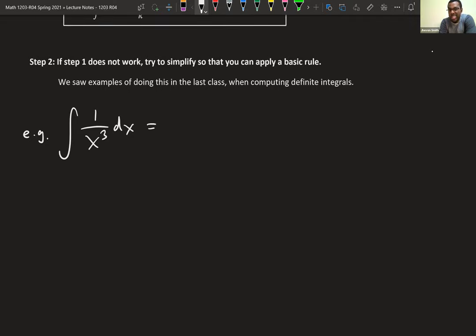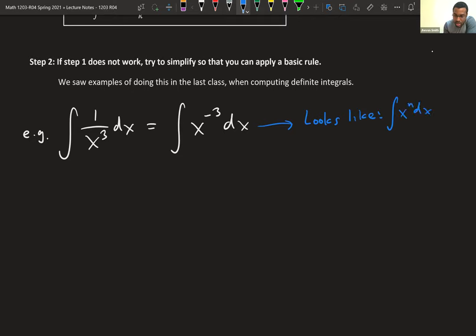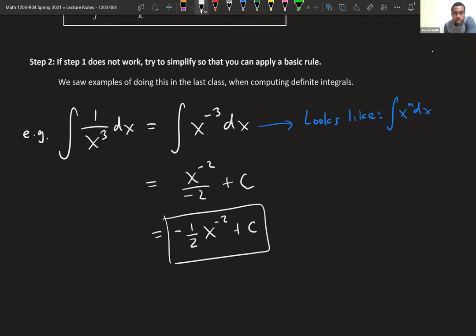However, what we can do is simplify this by rewriting it. So this would be that guy, and now it looks like x to the n, right? So now it's the integral of x to the n, and we'd be able to add one to the power, divide by the new power plus c. So this is minus 1/2 x to the minus 2 plus c. And that would be the answer, right?